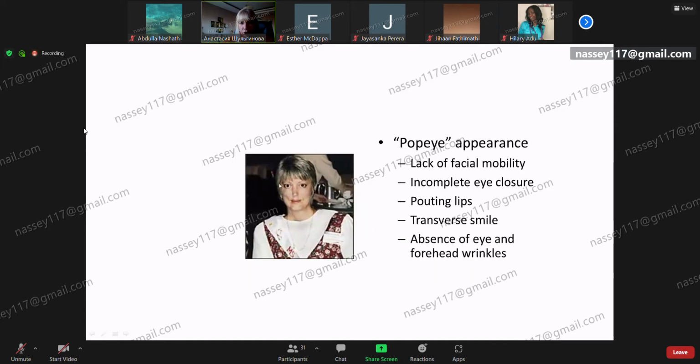The illustration of the patient with such type of muscular dystrophy. Mask-like appearance, lack of facial mobility, incomplete eye closure, puckered lips, transverse smile, absence of eye and forehead wrinkles, absent movement. And you see that the facial muscles, the mimic muscles, are atrophic.